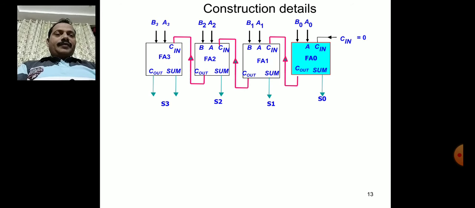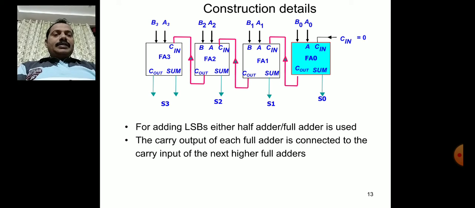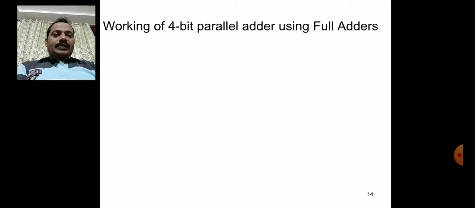So the first full adder, FA0, can be either a half adder or a full adder. The carry output of each full adder is connected to the carry input of the next higher full adder. Now let us consider the working of this parallel adder.